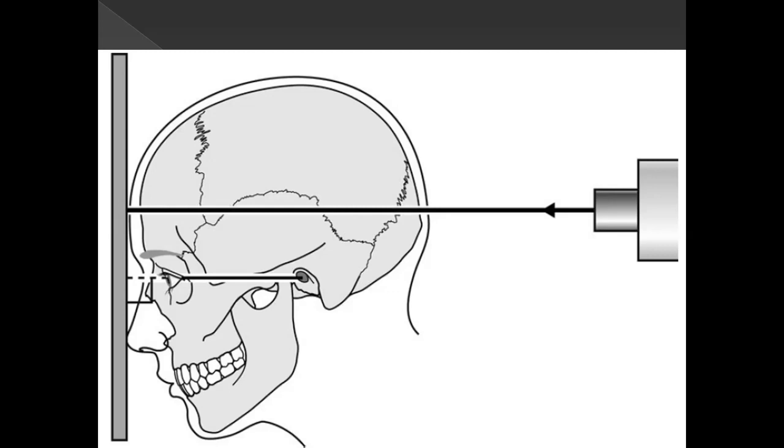The second reason is that AP views typically show a lot of magnification as compared to PA views. All right. You know the rule that whichever structure is closest to the image receptor, or the film in this case, is shown most accurately on the X-ray. All right. So as you can see in this case, this is the image receptor over here. So the image receptor is close to the anterior part of the face.